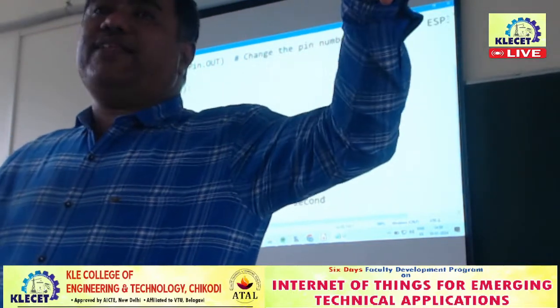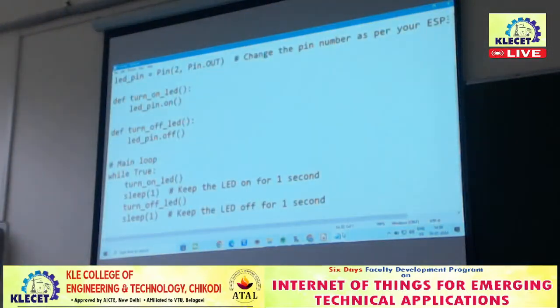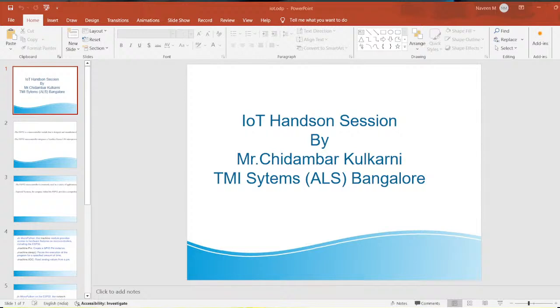LED with one resistor. Why the resistor? A 1K resistor, because it is a current limiting resistor. You can't directly connect the LED without the resistor. Okay, so this is the simple one.